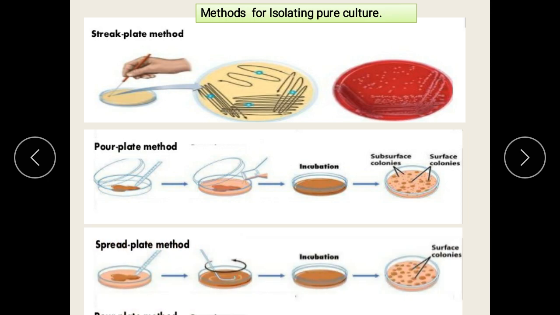And in the spread plate method, the medium is solidified on a plate. On that medium, 1 ml of culture is taken up and spread by using a glass spreader. After that, incubation is carried out, and after incubation the well isolated colonies are selected, and these colonies are further taken up and purified. According to spreading, this method is called the spread plate technique. According to pouring, it is called the pour plate technique, and according to streaking, where only streaking is carried out, this method is called the streak plate method. So these are the methods for isolating pure culture.